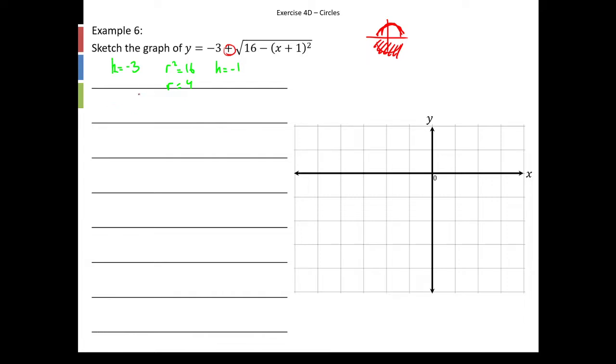So our center point is at -1, -3. I'm going to plot that in. Then I'm going to mark in my key points. So my radius was 4, so I'm going to go across 4 to the left, up 4, and across 4. I don't go down 4 because, like I said, I'm just dealing with the top half.